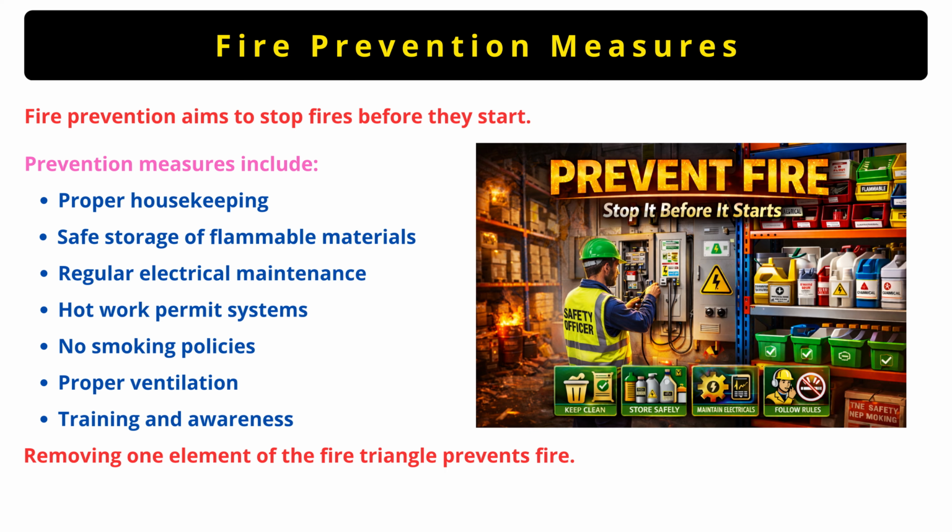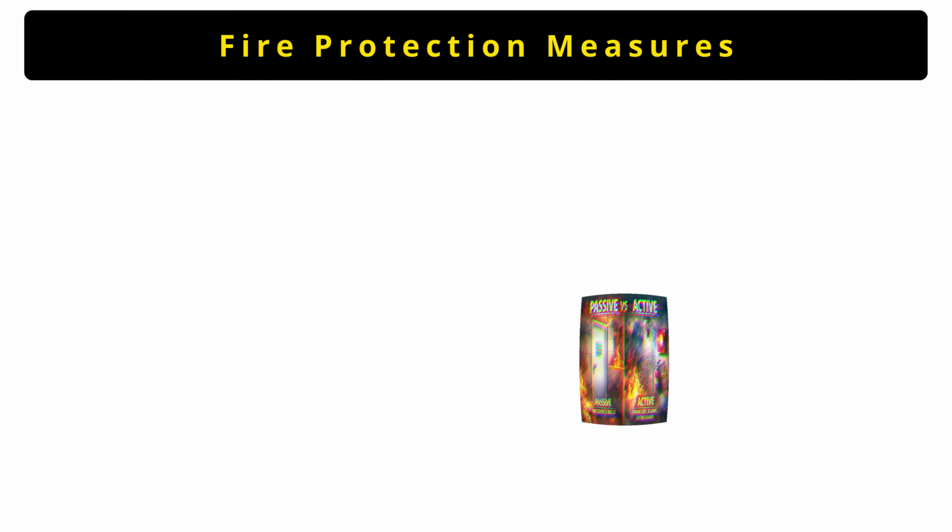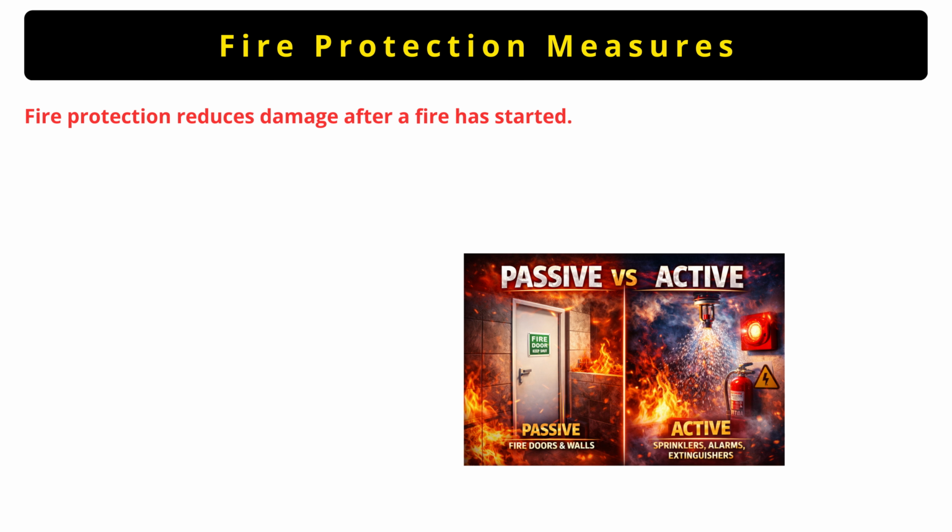Always remember, if you remove one element of the fire triangle, you can prevent fire. For example, controlling ignition sources means removing heat. Now let's talk about the fire protection measures. Now let's assume that fire has already started. Now our goal is to reduce damage. This is where fire protection comes in. The aim of fire protection is to minimize fire spread and damage.